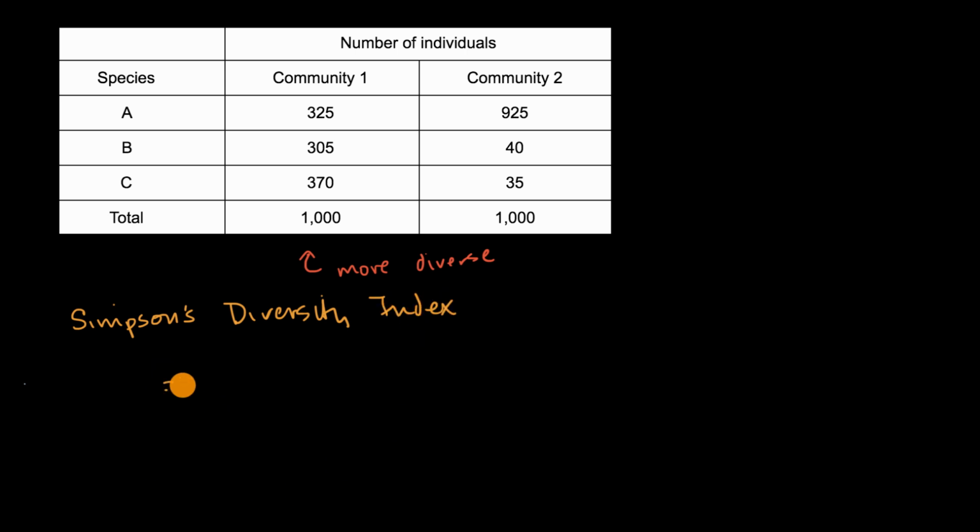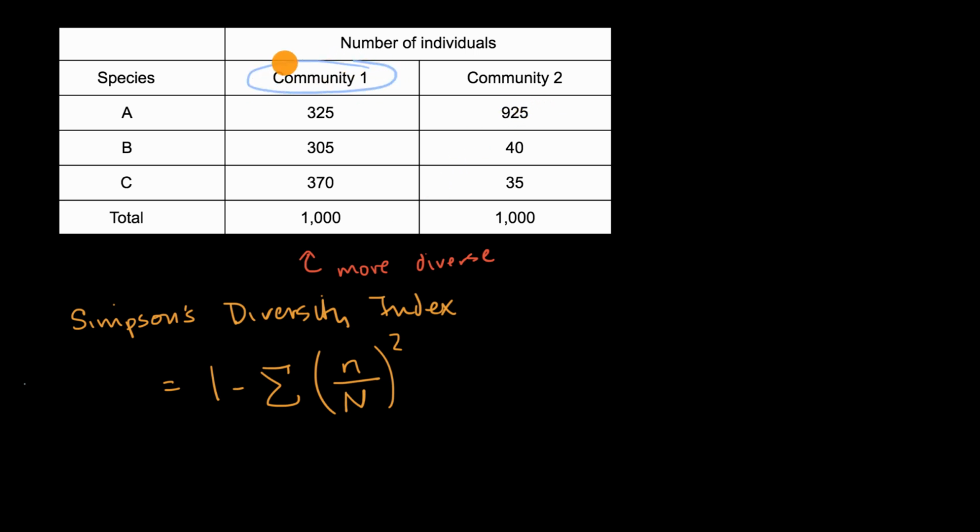And the way you calculate it, it's equal to 1 minus the sum of, for each species, you take the number of that species in the population, divided by the entire population size, squared. So for each of the species, you do this calculation, the number of that species divided by the total number in the population, square it, and then you add it up for each of those species. So let's figure out Simpson's diversity index for both communities 1 and community 2. And I encourage you, you could pause the video and try to work on it on your own before I work through it with you.